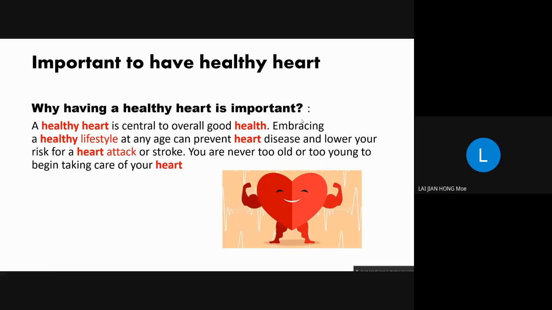Importance of having a healthy heart. Why is having a healthy heart important? A healthy heart is central to overall good health. Embracing a healthy lifestyle at any age can prevent heart disease and lower your risk for a heart attack or stroke. You are never too old or too young to begin taking care of your heart.